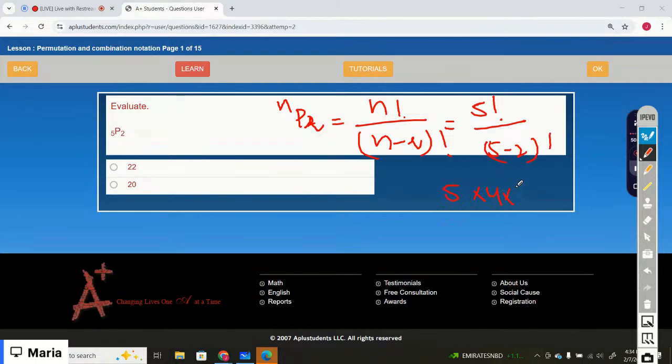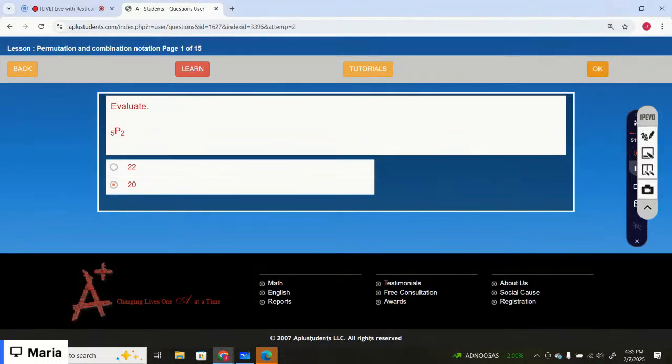That is 5 times 4 times 3 factorial divided by 3 factorial. 3 factorial and 3 factorial cancel out, so 5 times 4 is 20. Option number 2 is the correct option.